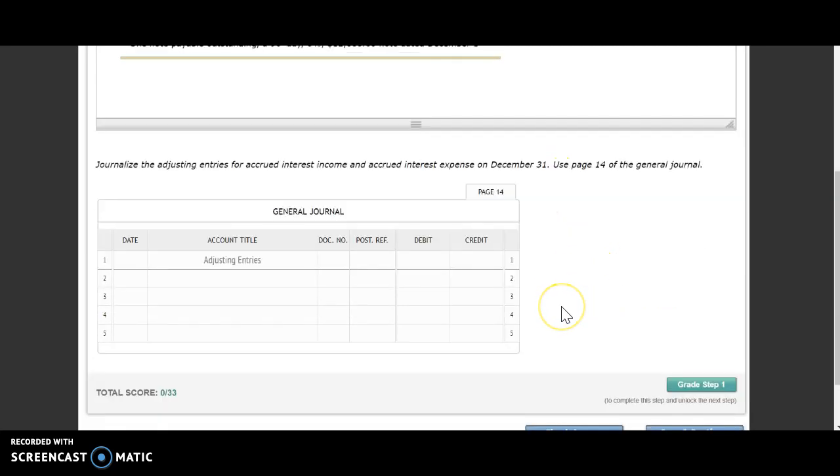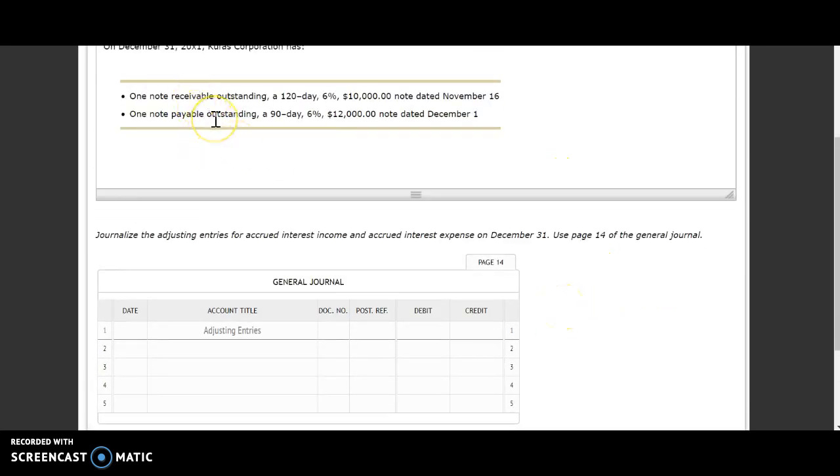Okay, so first thing, we're going to look at our note receivable. Notice it says that we're going to record these adjusting entries on December 31st. It's the end of the fiscal period. For a note receivable, we're going to have interest receivable, and then we're also going to have interest income. We don't have a source document because it is an adjusting entry.